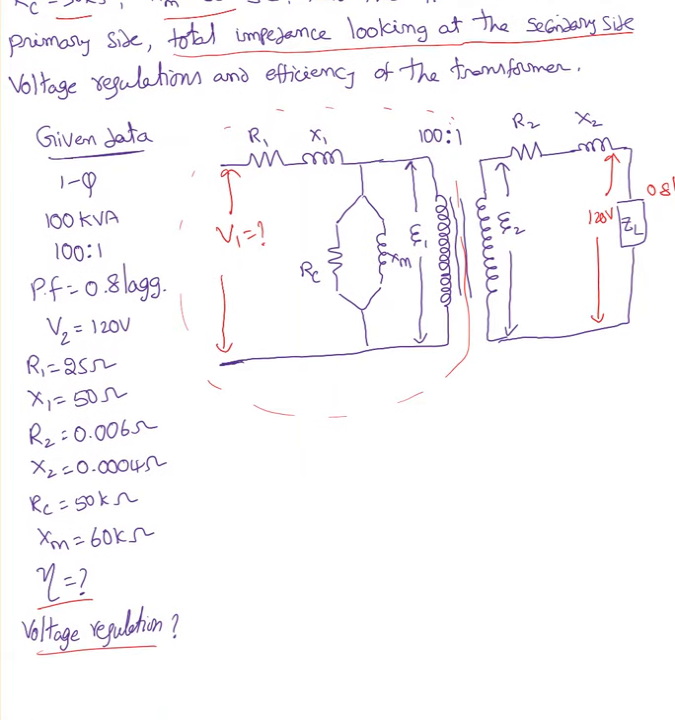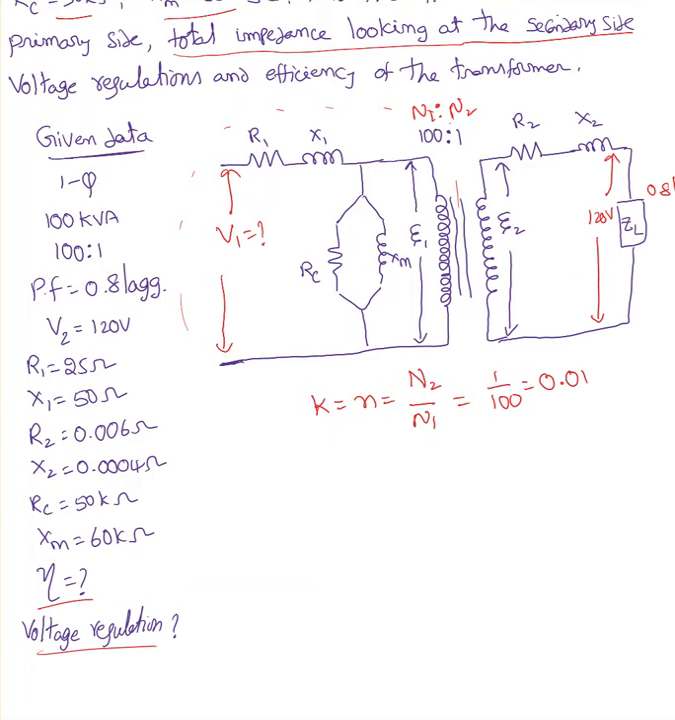First thing we need to do is find the K value. Some books indicate K, some books indicate N equal to N2 over N1. So basically this is N1 to N2. N2 over N1 is nothing but 1 over 100, which is 0.01. That is the N value.